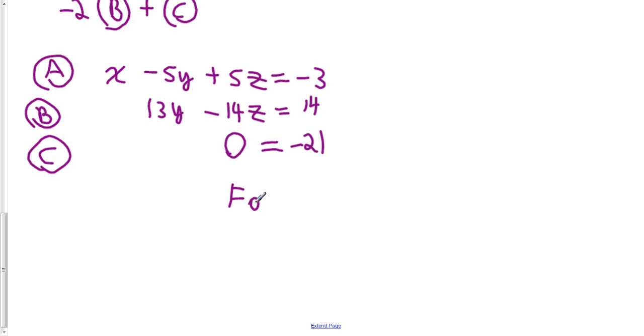It's a false statement to say that 0 is equal to 21. 0 is indeed not equal to 21. So whenever you get a false statement, you can say that there is no solution. And you can actually say that this is an inconsistent system. So we've identified that this system is inconsistent, and being inconsistent, there is no solution. There is no point where all three of these lines cross each other. So that's one special case, the case where there's no solution.